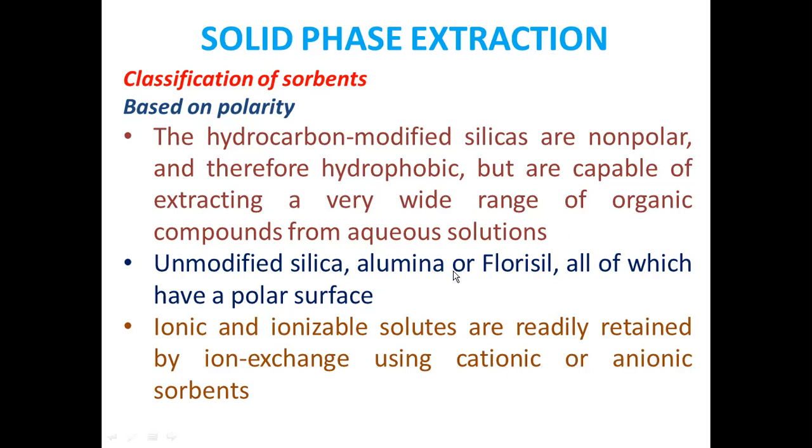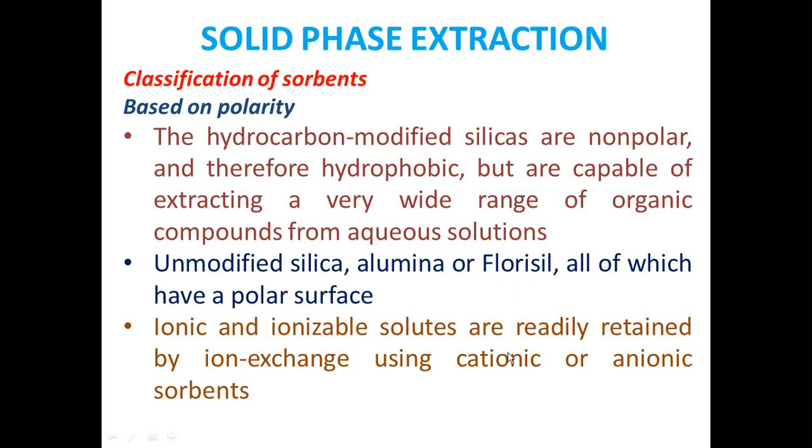And then intermediately polar solutes will be eluted. Intermediately polar solutes are separated from non-polar solutes first, then intermediately polar solutes are separated from polar solutes, and then at last, polar solutes. So unmodified silica, alumina, or fluorosil, these are polar sorbents.